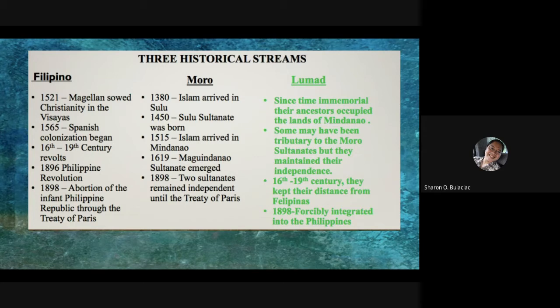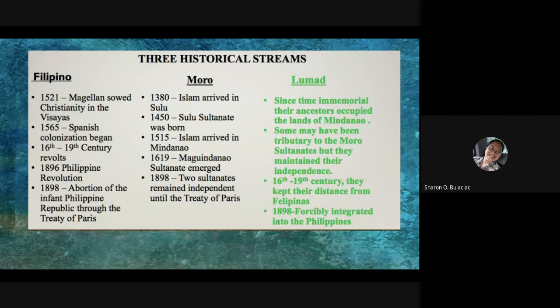But in the middle, you have also the Moro narrative. So, the Moro narrative usually does not start with the arrival of Magellan. They will start with the arrival of Islam. So, some books would say that the arrival of Islam was in 1380. Some books would say it's earlier than 1380. So, many historians would say, to be safe, let's use the 14th century. Then the Sulu Sultanate was also born in 1450. Then eventually Islam also arrived in mainland Mindanao. Then after that, there was also the emergence of the Maguindanao Sultanate.